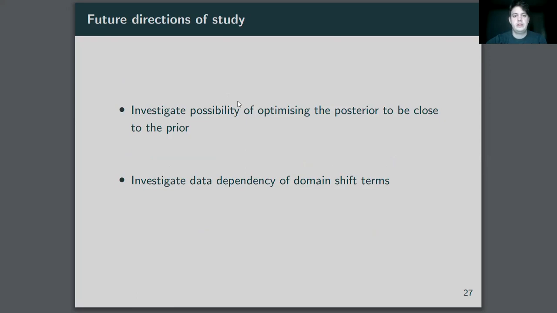Future directions to study are to investigate the possibility of optimizing the posterior to be closer to the prior. We would need some sort of regularization or similar, but also investigating if we can introduce data dependency in the domain shift terms. That is to say, we could use data to actually estimate the domain shift as well.